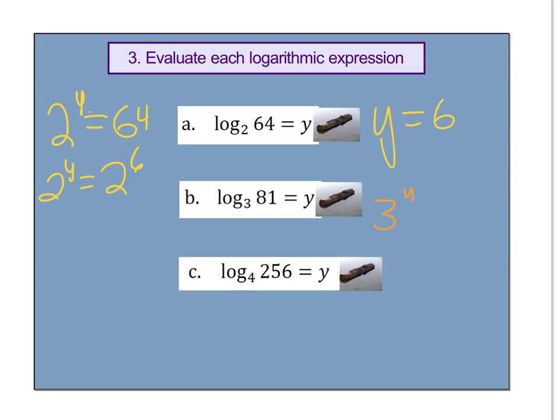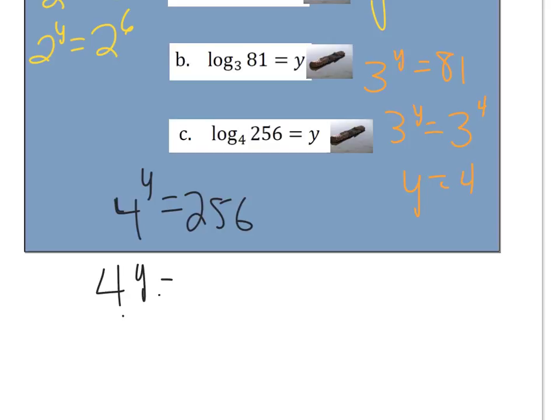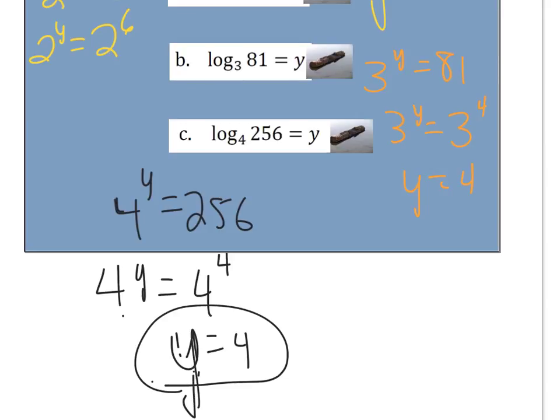Here I've got 3 to the y equals 81. 81 is really 3 to the 4th, so that means y equals 4. Down here you've got 4 to the y equals 256. 4 raised to the 4th is 256, so I get 4 to the y equals 4 to the 4th, so y will equal 4. You're looking for the exponents that match those up. That's all you're looking at, really.